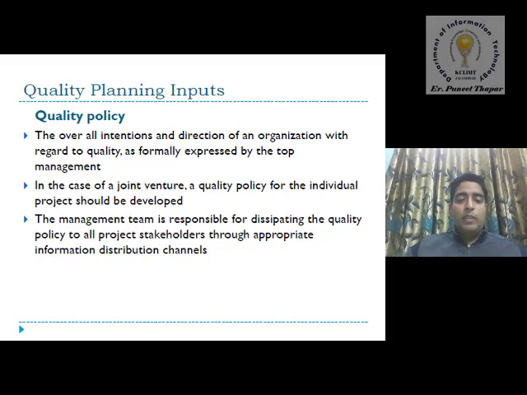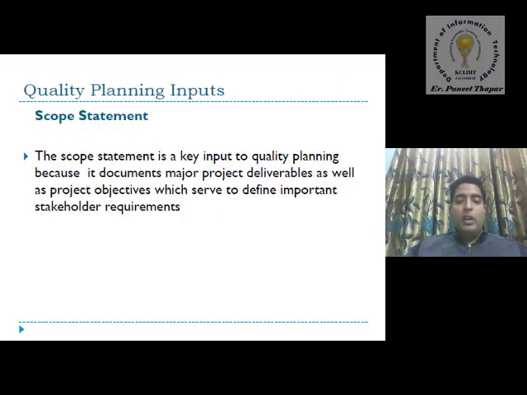Next, we discuss the scope statement. For quality planning input, we also use the scope statement. The scope statement is a key input to quality planning because it documents the major project deliverables as well as the project objectives, which serve to define important stakeholder requirements. It means here we have to define the scope of the various quality planning products. What is the scope of our project? What is the documentation scope of our project? We document all these things in one area and input this to the process of project quality planning.